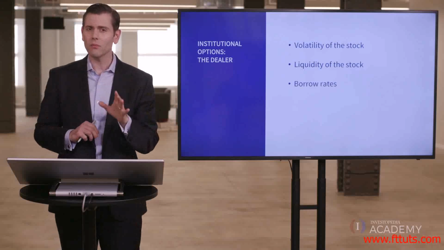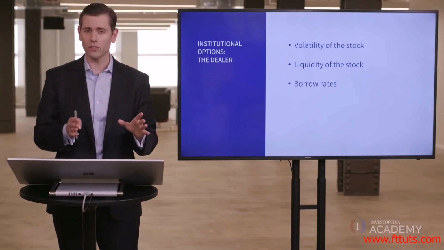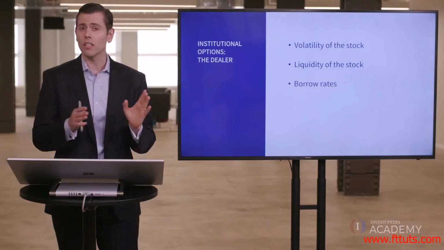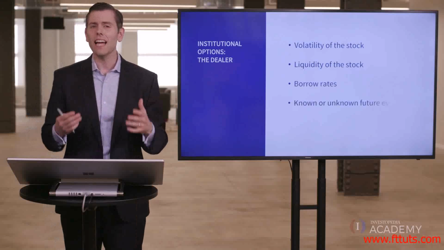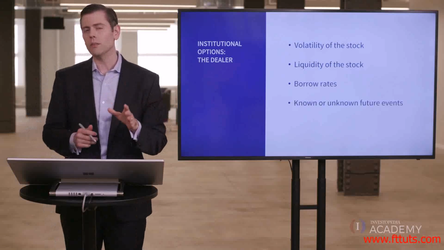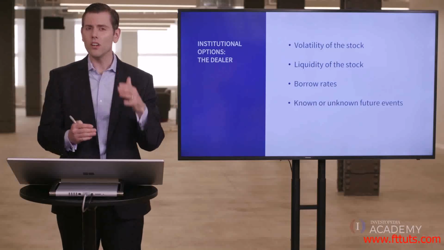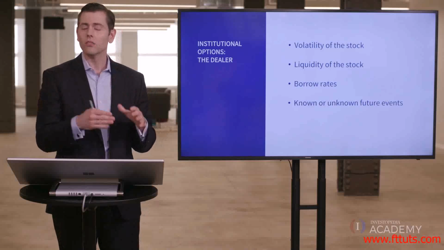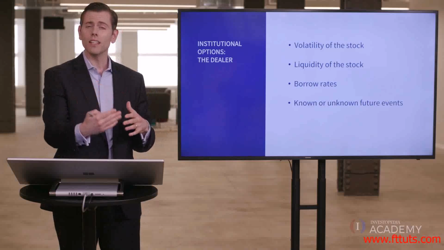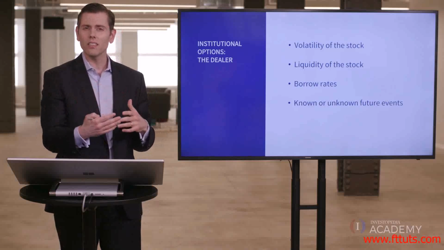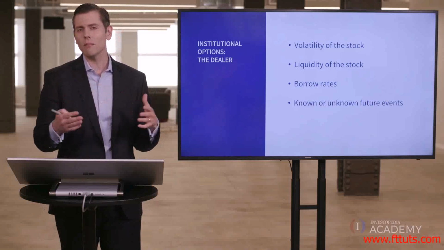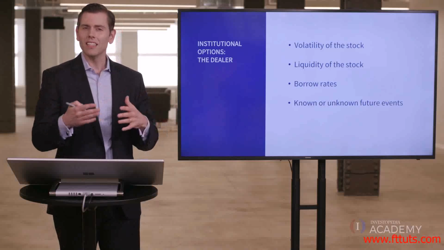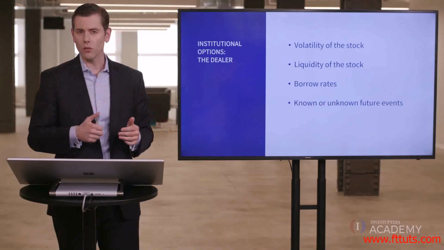To a lesser extent, sometimes he might be looking at borrow rates for the stock. So if a stock is hard to borrow, that might actually come into play when he's making a market. And then lastly, the trader is really going to be thinking about unknown or known future events that are happening for that stock. So this could be a known event like an earnings event, but unknown events is if maybe a company has some type of event that they're going to be showcasing at some point, and the trader can only guess at what they're going to reveal.